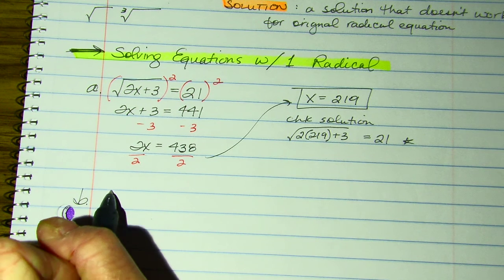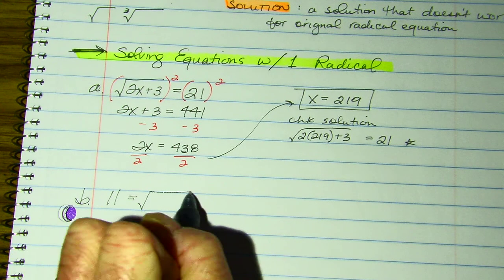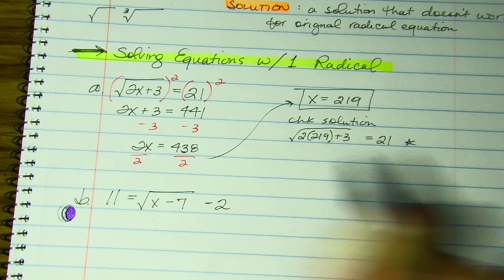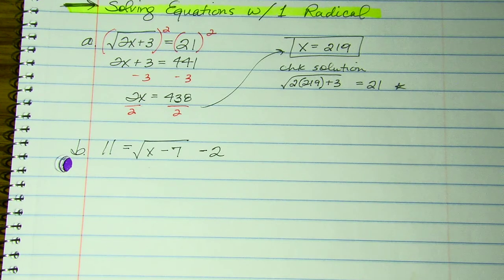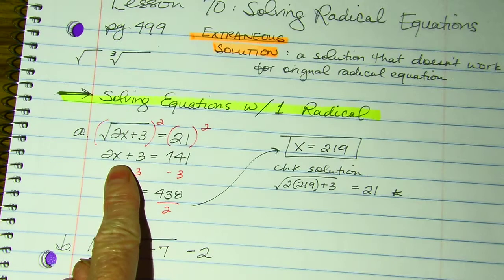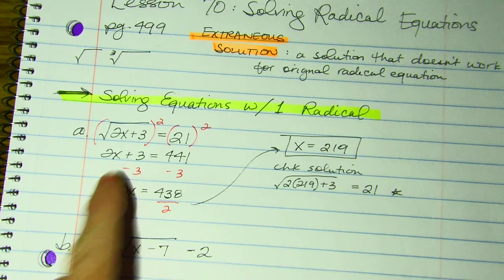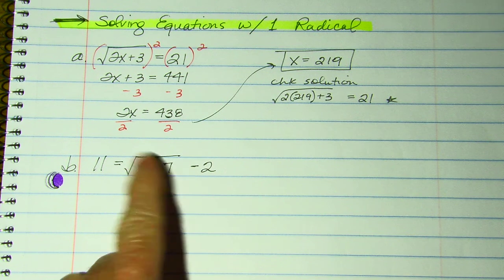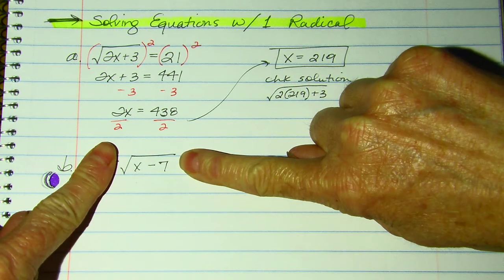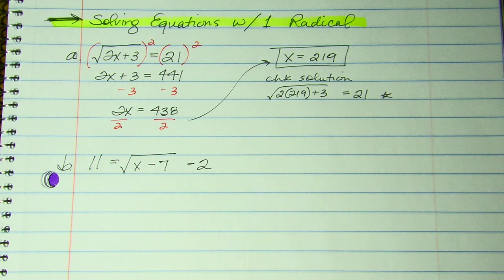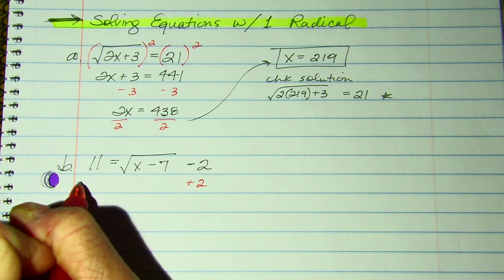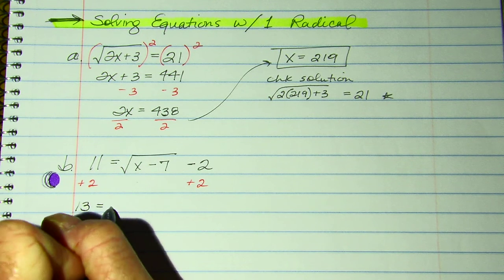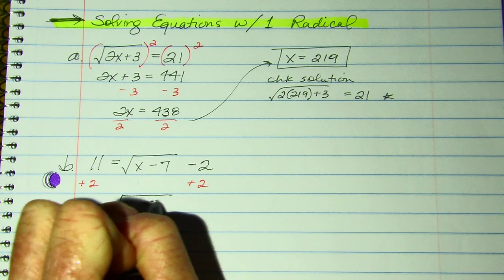Let's move on to part B. We're going to solve this one: 11 equals the square root of x minus 7, and then outside of the radical, we have a minus 2. Just like in an algebraic equation, my goal is to isolate the x. I can't move the minus 7 because it's underneath the square root with x, so I have to keep it there. But I do need to move this outside 2 before we start squaring. I'm going to add 2 first, so that gives me 13 equals the square root of x minus 7.